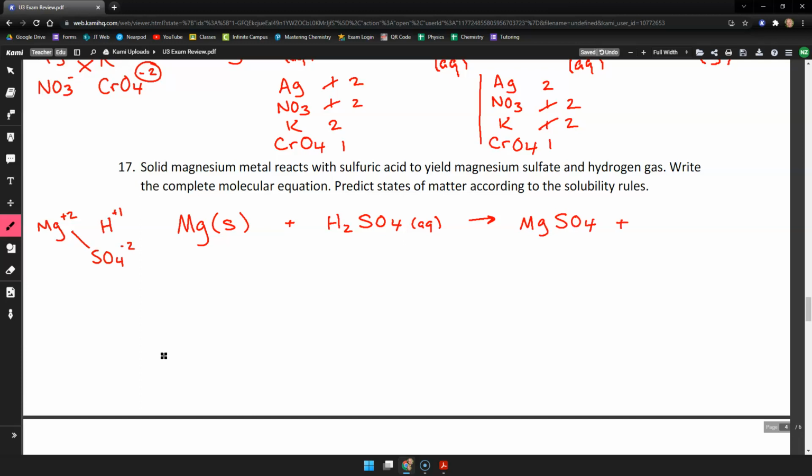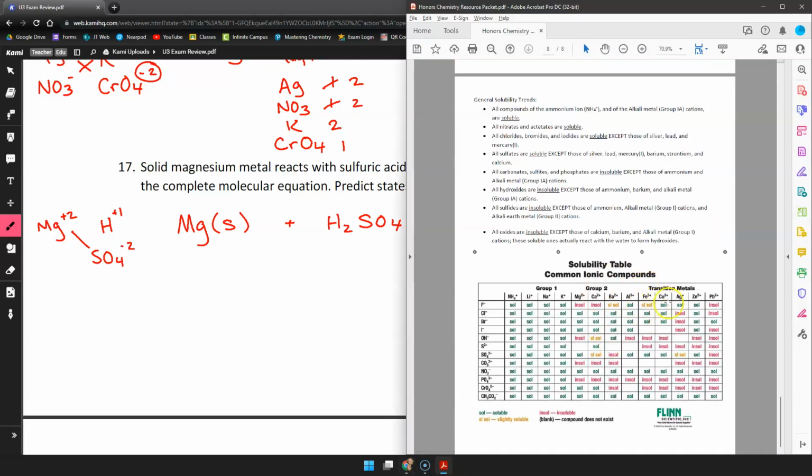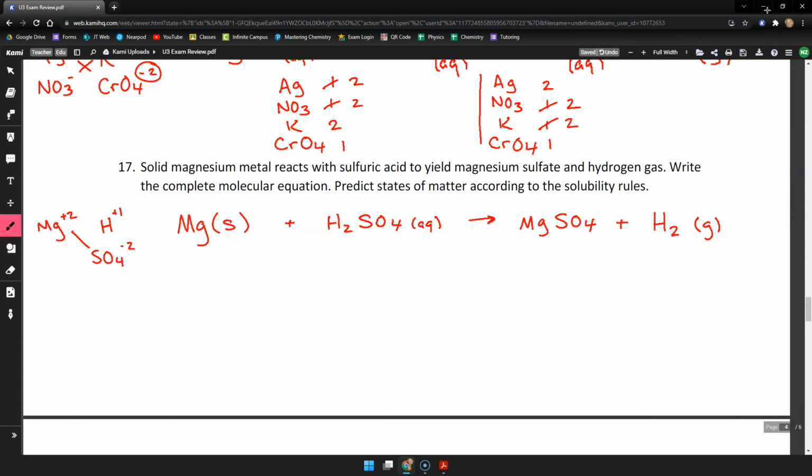Okay, so that one's kind of easy. So we'll just have hydrogen. Hydrogen is diatomic. You're going to need 2 of those. And it tells you it's a gas, so let's just throw the G right there. The only one we have to look up is magnesium sulfate. So magnesium is right here. Sulfate, SO4, it says soluble. So this is going to be aqueous.